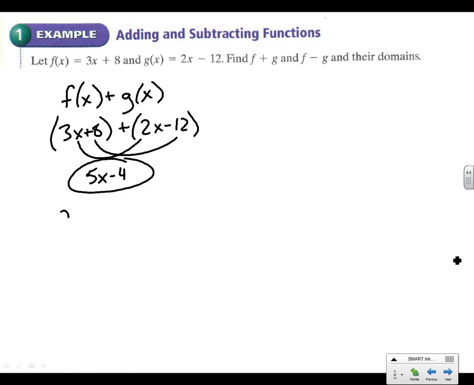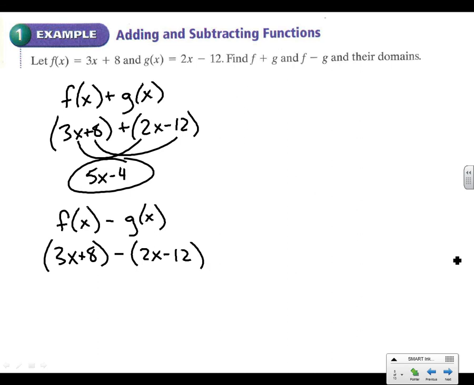And then we'll do f of x minus g of x. And so we'll have 3x plus 8 minus, and the parentheses is helpful because that negative is going to distribute here. So 3x minus 2x is just 1x. But then what happens if you minus a negative? You're going to add. So 8 plus 12, you're going to get plus 20.